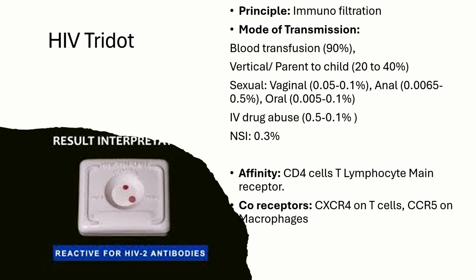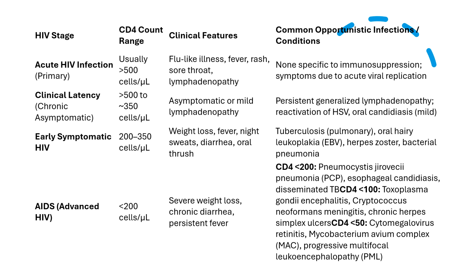The HIV virus has affinity for CD4 T lymphocytes, and the co-receptors are CXCR4 for T cells and CCR5 on macrophages. With HIV, one also has to remember the various stages, just like in syphilis we have discussed. So there is an acute HIV infection, then clinical latency, then early symptomatic HIV and advanced HIV. The most important cells affected here are CD4 cells, which we already discussed.